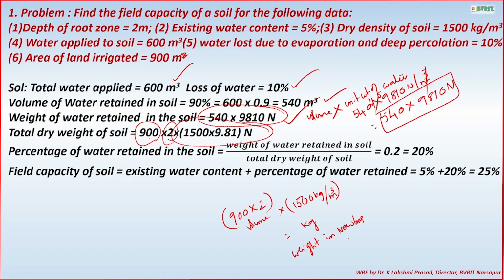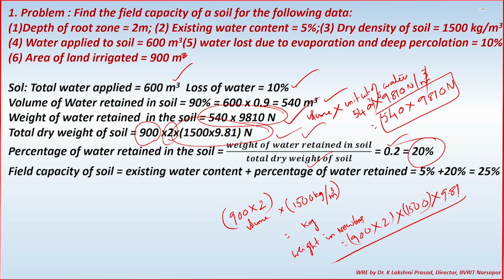Newtons. So how to get it actually? 900 into 2, this is volume, into 1500, this is basically unit weight, which is kg per meter cube, into 9.81. This is what exactly I have put here. Once you get that, the total weight of water retained is known, and the dry weight is known. So weight of water retained by total dry weight, if you put it, you get 0.2. So that is 20%. So percentage of water retained in the soil is 20%.